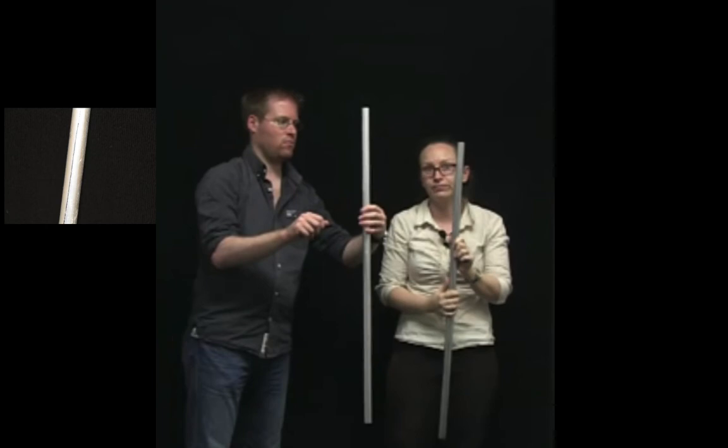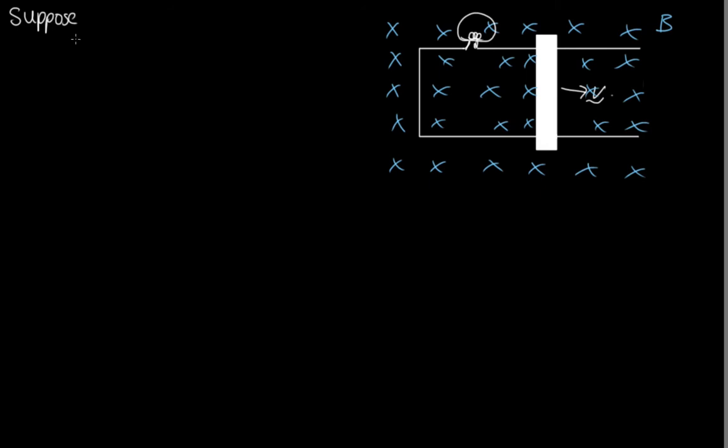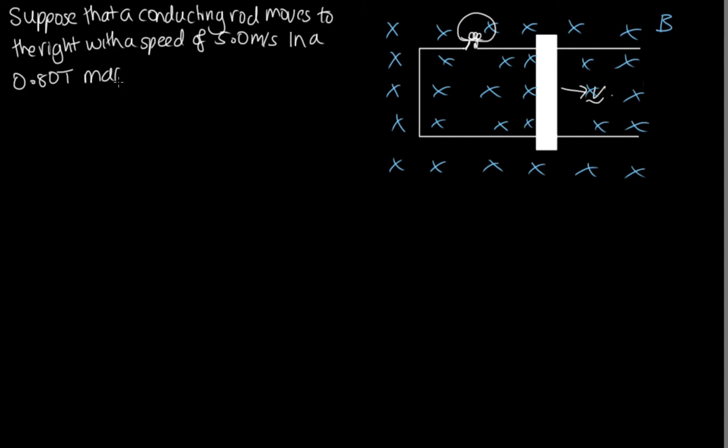Let's have a look at a worked example now where we can use Faraday's law and Lenz's law to solve a problem. Okay, so the question is, suppose that a conducting rod moves to the right with a speed of 5.0 meters per second in a 0.80 tesla magnetic field directed into the screen. The rod has a length of 1.6 meters and negligible resistance.